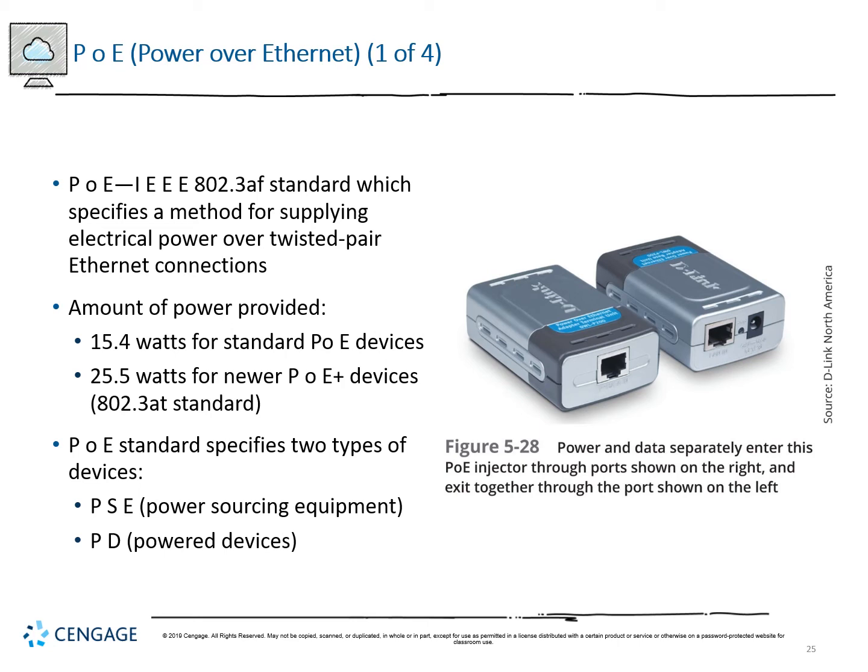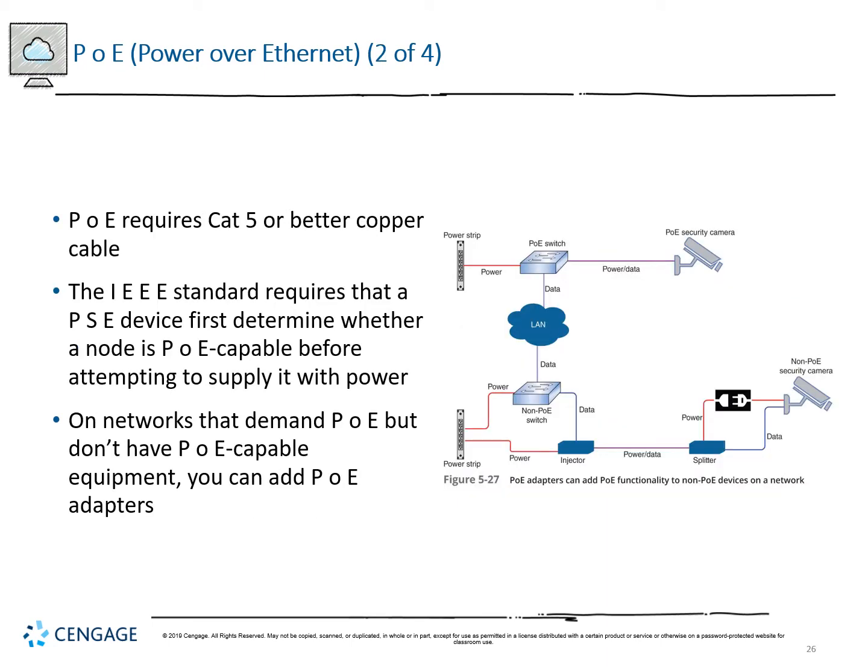The PoE standard specifies two different types of devices, power sourcing equipment and powered devices. The sourcing equipment, of course, is going to bring the power into the connection line, whereas the powered device is going to consume that power on the opposite side. PoE requires Cat5 or better, and the PSE device must first determine, according to the standard, whether or not a node is PoE capable before attempting to supply it with power. So there's a little bit of a handshake situation that has to go on first so that it doesn't cook things that it's connected to.